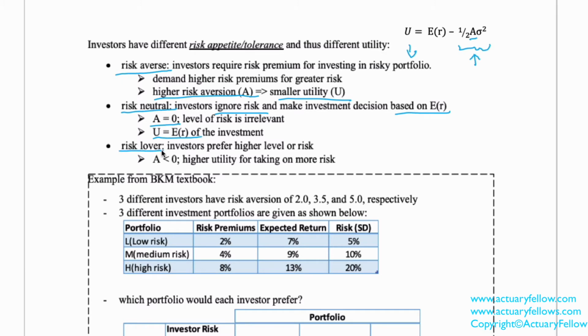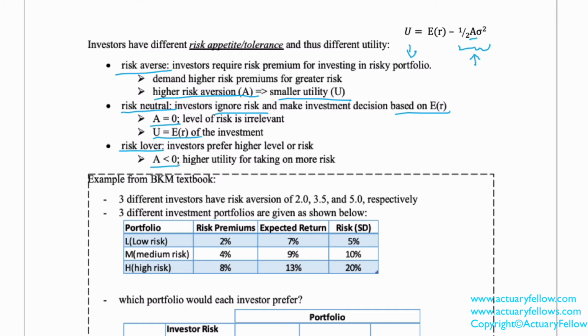Risk-loving investors prefer higher level of risk. The larger the risk, the higher the utility. This implies their risk aversion A is less than 0. Negative A would make the second term in the utility function negative. Double negative is positive, increasing the utility score.